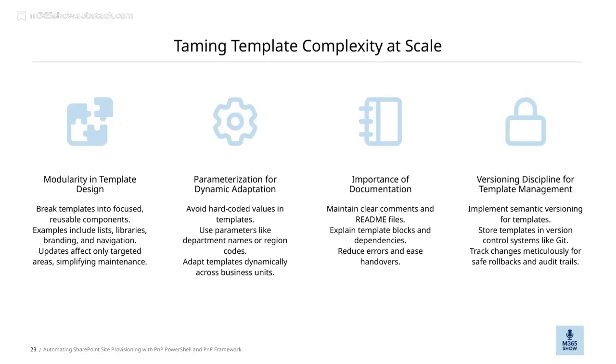Now, let's talk about taming template complexity at scale. As you manage more SharePoint sites, keeping things simple and organized becomes crucial. One key strategy is implementing a strong versioning discipline for your templates. This means adopting semantic versioning, so version numbers that clearly indicate if changes are minor, major, or just fixes. Storing your templates in version control systems, like Git, helps you track all changes meticulously, making it easier to roll back if needed and providing a solid audit trail.